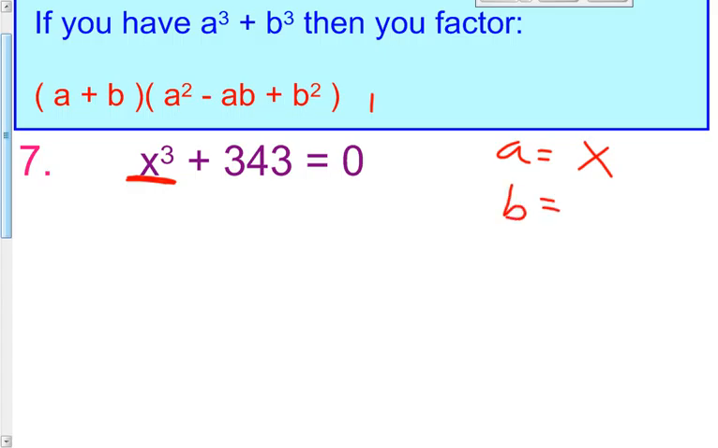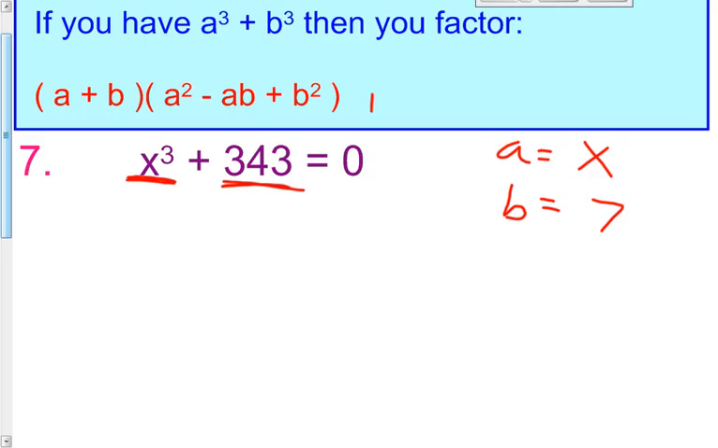B is the cubed root of our second number. So what times what times what is 343? The answer to that, 7 times 7 times 7, is 343. So the cubed root of 343 is 7.